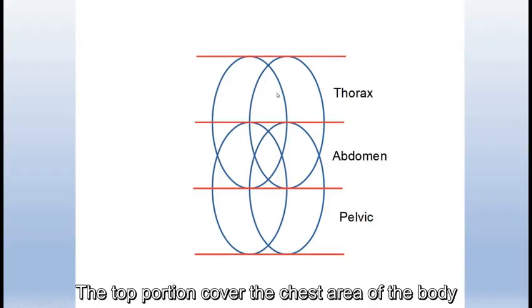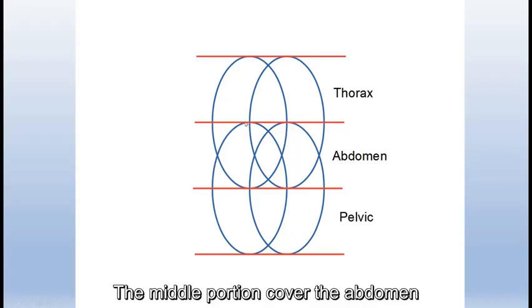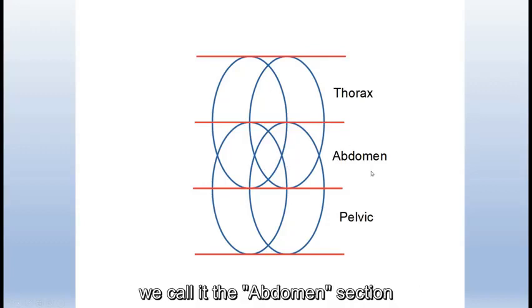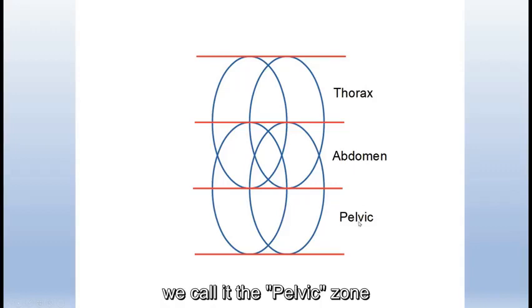The top portion covers the chest area of the body. We call it the thorax section. The middle portion covers the abdomen. We call it the abdomen section. The bottom one covers the pelvic area. We call it the pelvic zone.